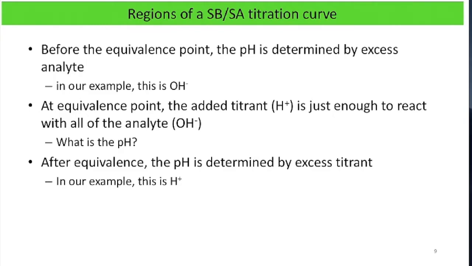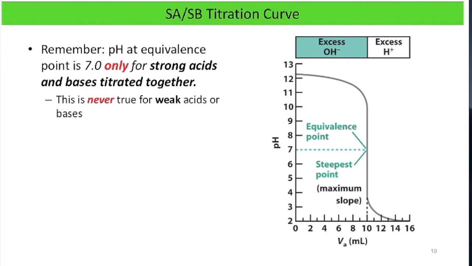In our example, the analyte is OH-. Next, we're going to look at the equivalence point. This is when the amount of H+ that is added is just enough to react with all of the analyte. So what is the pH of this going to be? And after the equivalence point, the pH is determined by excess titrant. In this case, it's going to be determined by excess H+. Remember, the pH at the equivalence point for any strong acid, strong base titration is 7. And it's only 7 for strong acid, strong base titration curves. This is never true for weak acids and bases.